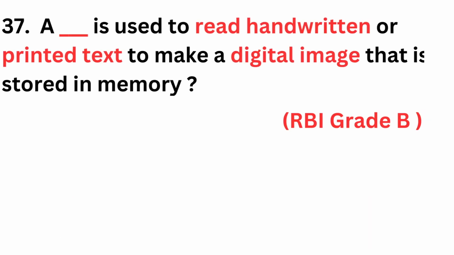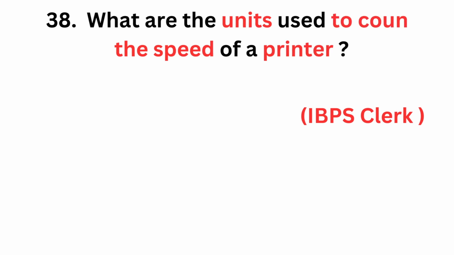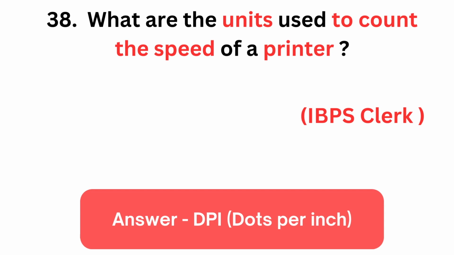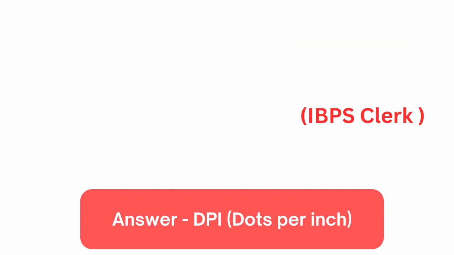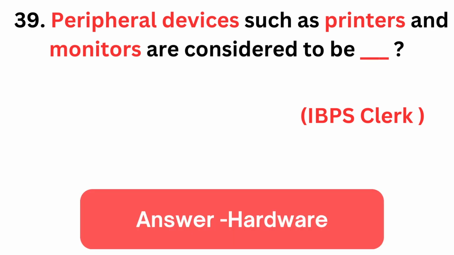It is a video capturing device. Webcam. A scanner is used to read handwritten or printed text to make a digital image that is stored in memory. What are the units used to count the speed of a printer? DPI. Dots per inch. Peripheral devices such as printers and monitors are considered to be what? Hardware.